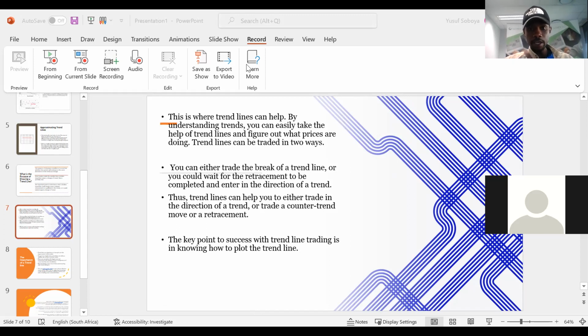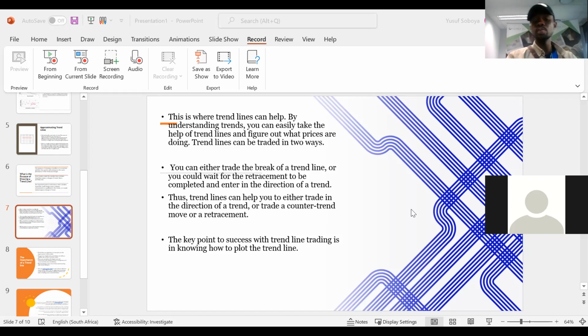Welcome, Ritepile. All right, this is where a trend line can help by understanding the trends. You can easily take the help of the trend line and figure out what price is doing, and the trend line can be traded in two ways. You can either trade the break of the trend line, or you can wait for the retracement to be completed and enter in the direction of the trend.